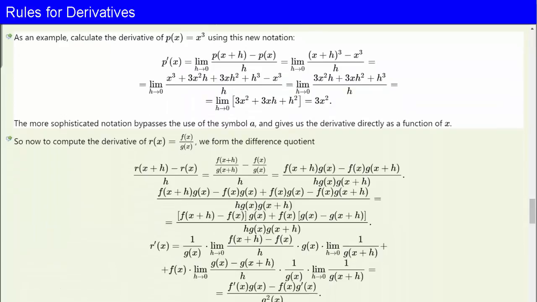As an example, let's calculate the derivative of p of x equals x cubed using this new notation. P prime of x is the limit as h goes to 0 of p at x plus h minus p at x over h. And that's the limit of x plus h quantity cubed minus x cubed over h. Now you carry out the cube, and you get x cubed plus 3x squared h plus 3xh squared plus h cubed minus x cubed.